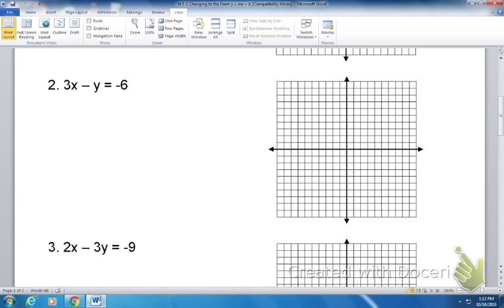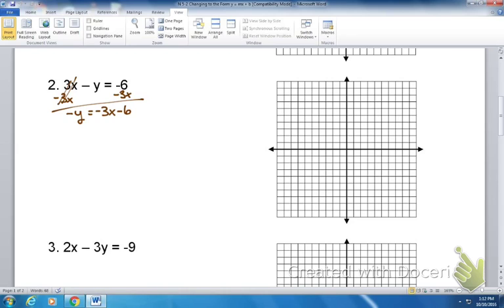I have positive 3x minus y equals negative 6. So the first thing I need to do, just like the last one, is move my x's to the other side. So I'm going to subtract 3x. Now I have negative y left on the left equals negative 3x minus 6. Since it's negative 6, we're going to put minus 6.